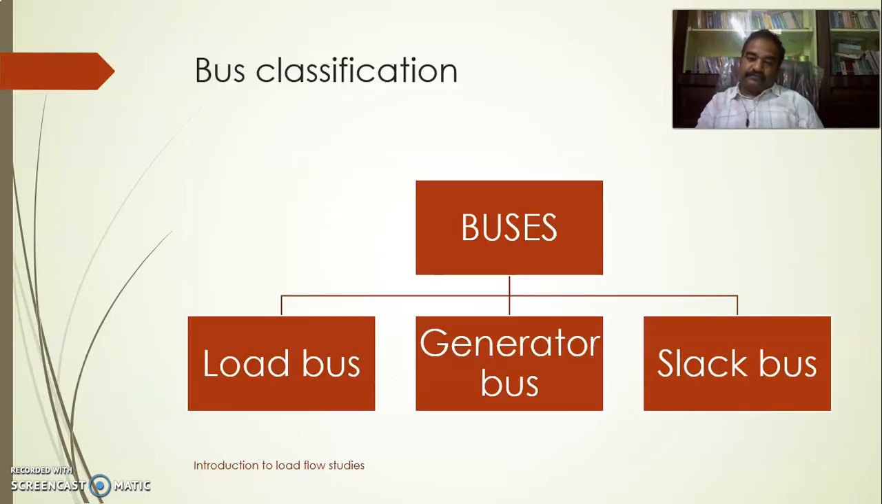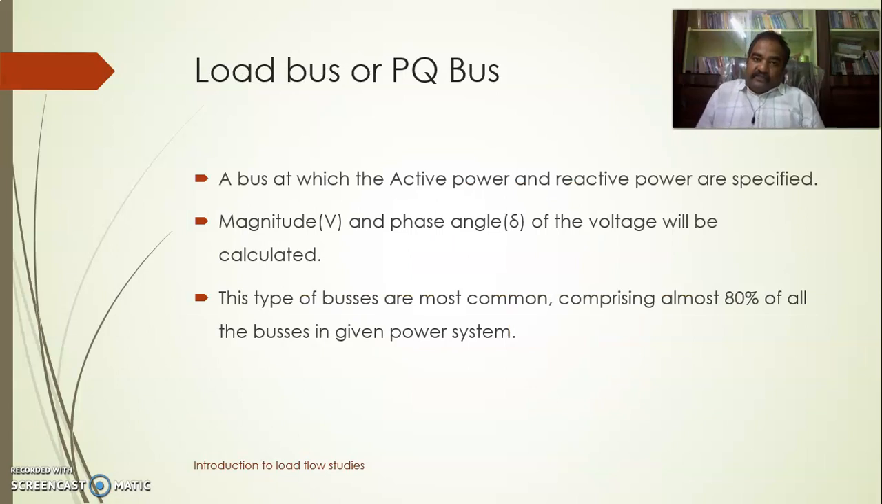Now I will show you. The first one is the load bus, or what we call a PQ bus, because the standard variables are P and Q. So a bus at which the active power and reactive power are specified is called a load bus. And the 2 parameters we are supposed to determine here are mag V and delta. These types of buses are very common, and they comprise around 80 to 90% of the buses in the given power system. Most of the buses are load buses.